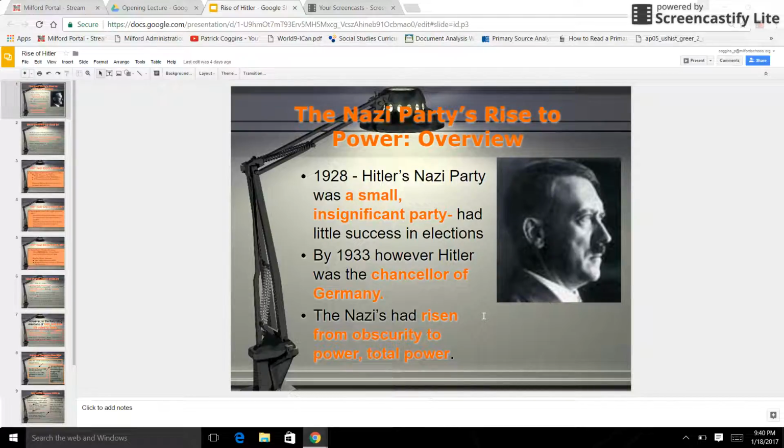Okay, brief overview. In 1928, the Nazi Party was a small, insignificant party, but by 1933, Hitler was chancellor. He was the ruler of Germany. So, how did this obscure party become the main ruling party of Germany? That's what we're going to talk about today.